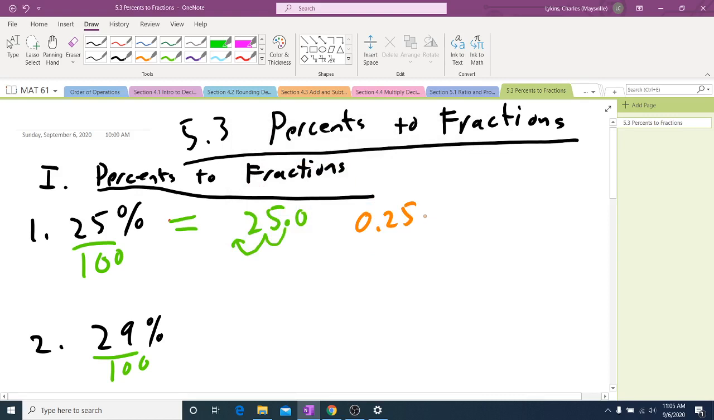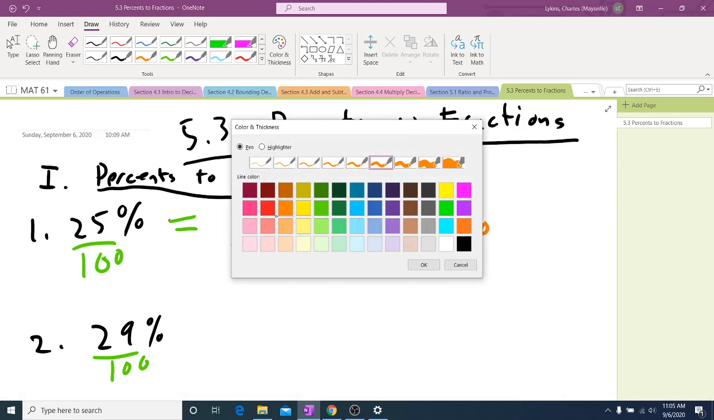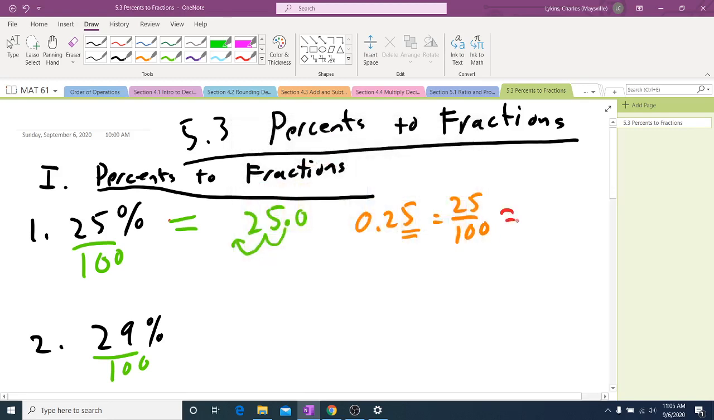Okay, now what does this mean? We've talked about this before, 5 is in the 100th position, so I'm going to say 25 over 100. Then if we divide each by 25, you get 1 over 4. So 25% is 1/4, and most of us do know that.